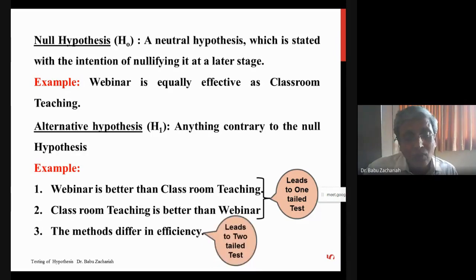Now, in the second one, I am not specifying, both options are open. The methods differ, meaning they are different. I am not saying which is better. So that leads to a two-tailed test.